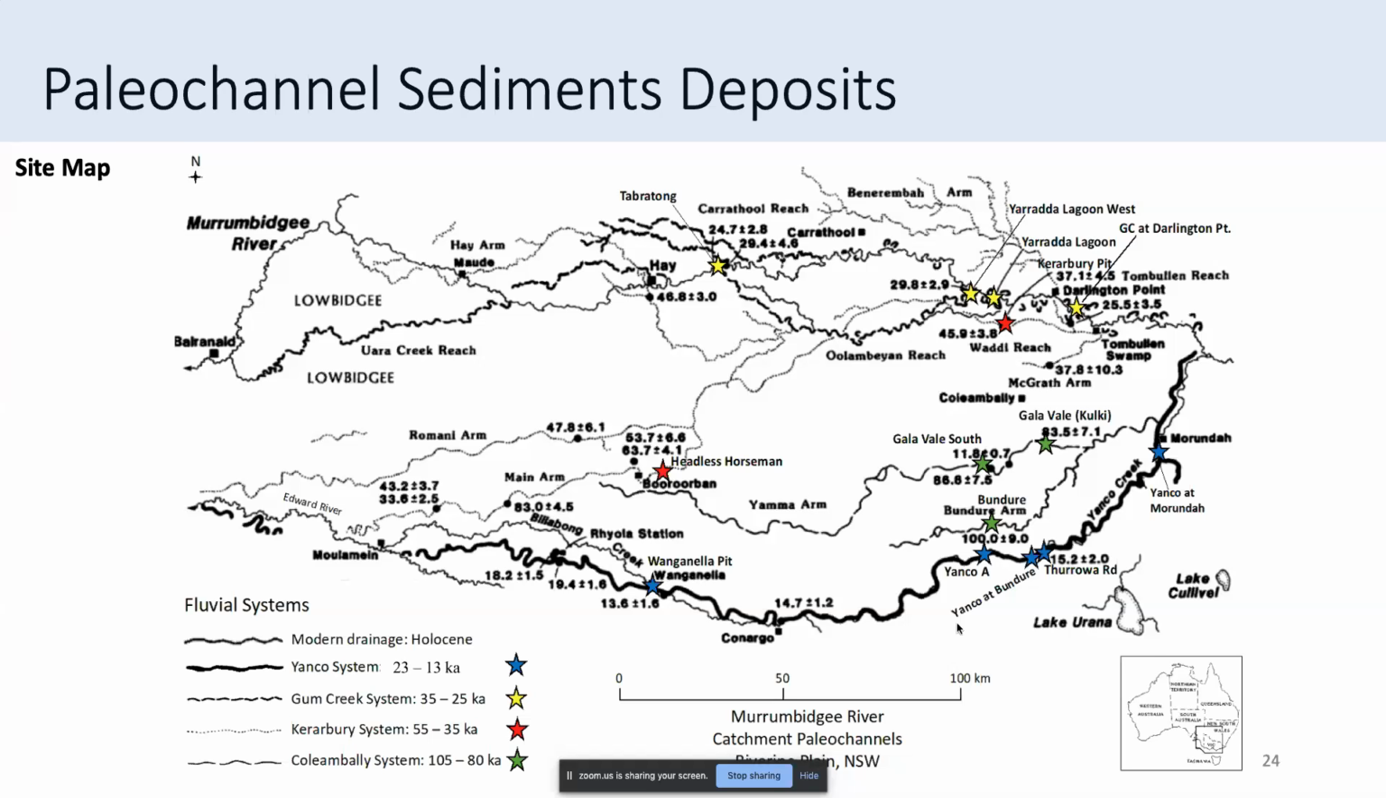The green are our Coleambally, and then our blue is our Yanko system. So these span a whole glacial system. We wanted to see if the sediments are the same throughout the course of the paleo channel, and can we detect changes between them? And if we're able to detect changes between them, could we relate that to past climatic conditions?